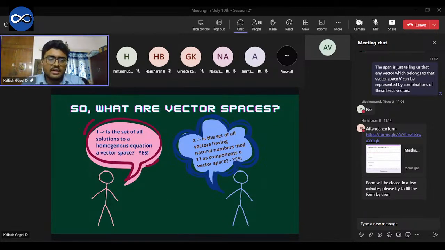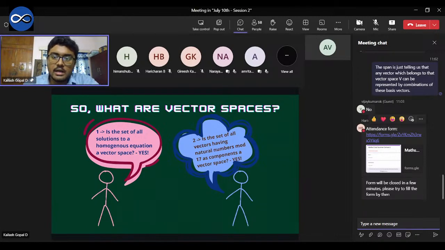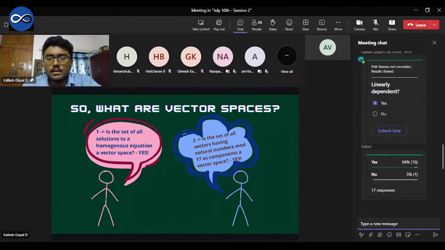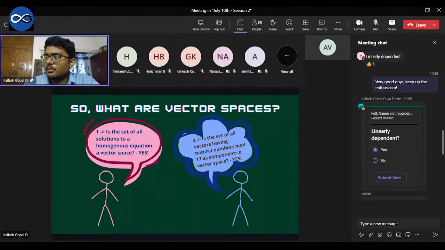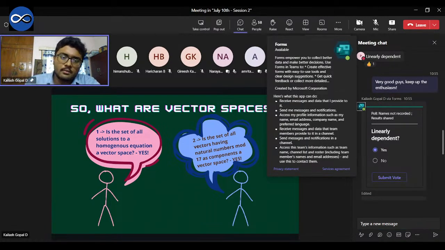The first example is the set of all solutions to a homogeneous equation as a vector space. So what is a homogeneous equation? You know linear equations, right? I am assuming you know those. Let's take two linear equations. A homogeneous equation is something that doesn't have a constant. The degree of every term is 1, basically, and it could be x or y. An example would be something like 2x plus 3y equals 0 and 4x plus 5y equals 0.